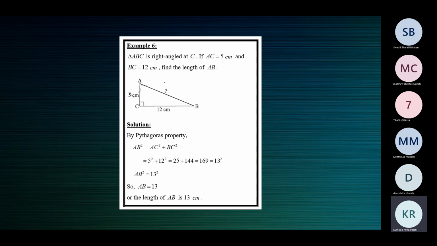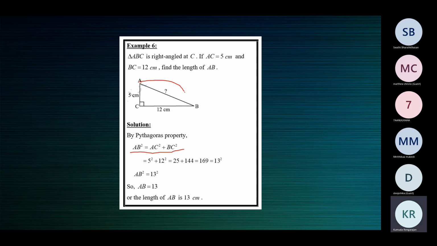All right. So children, in this one, we are given a triangle ABC, which is right angle at C. You can see it there. And you know, AC is 5 centimeters and BC is 12 centimeters. You need to find the length of AB. So how do we write this property, which is called the Pythagoras theorem or Pythagoras property?